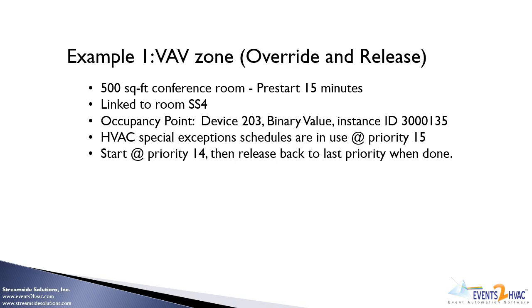The HVAC operators will use exception schedules to enter ad hoc schedules to this VAV. They are using priority 15, so we will want to respect any schedules entered at priority 15, but for our scheduled events, we want to override these at priority 14 for the event start. After the event is over, we will release the override to fall back to the priority 15 schedules. Here's how you do it in the software.